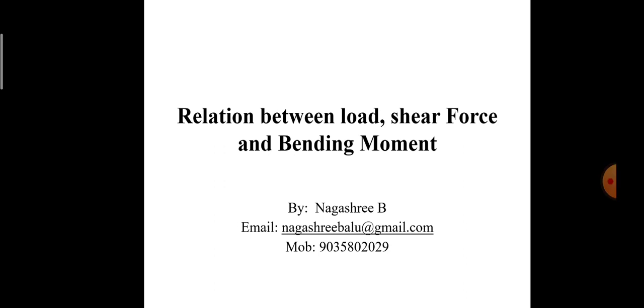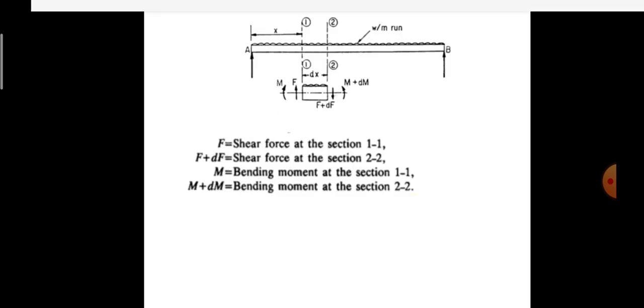Today I'll be discussing the relation between load, shear force and bending moment. So here I have considered a simply supported beam wherein it is loaded with a uniformly distributed load of magnitude equal to W per unit length. You can observe that I have considered two sections 1-1 and 2-2 with an interval between the two sections equal to dx, and section 1-1 is at a distance of x from the left support, that is from the support A.